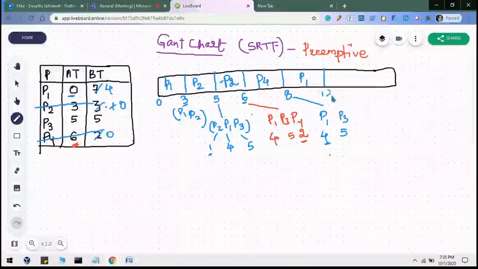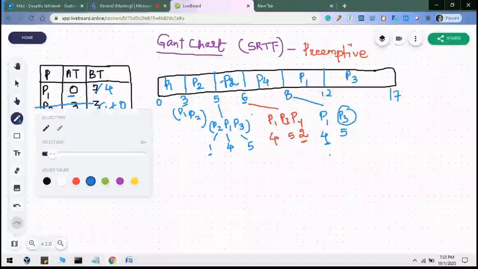8 plus 4 is now 12. And finally, we are left with P3, which takes 5 milliseconds. So now P3 will take the CPU, and then 12 plus 5 is 17, right? So this is the Gantt chart for these particular processes. Now we have to find out the waiting time, right? Now let's calculate the waiting time.